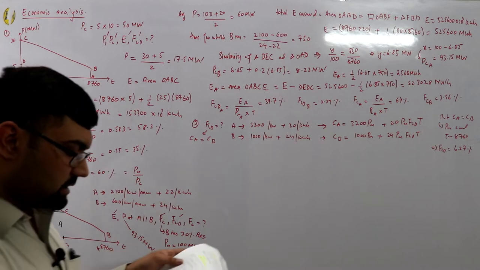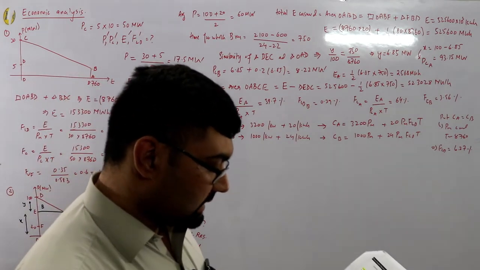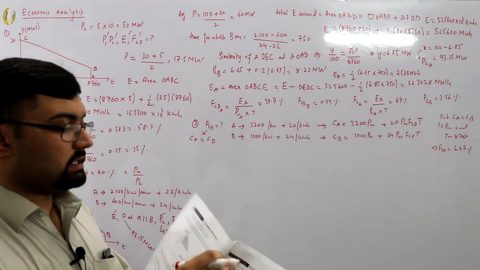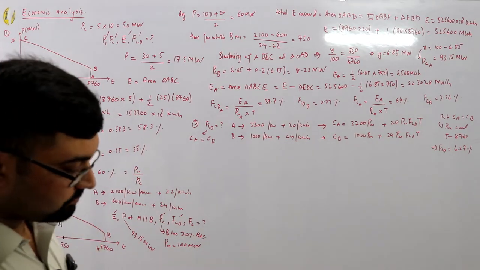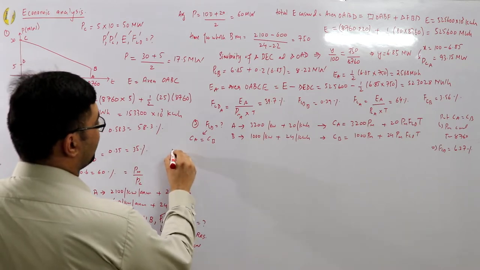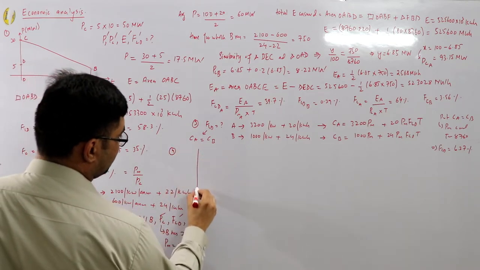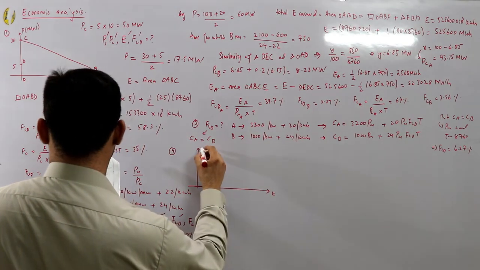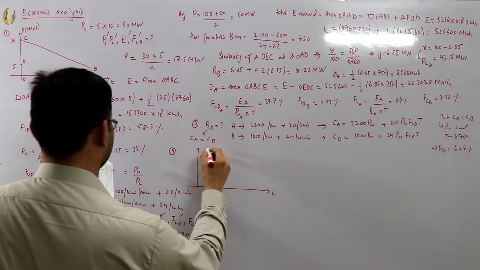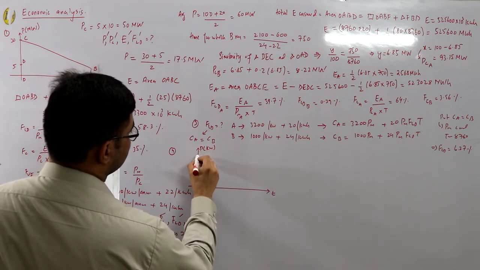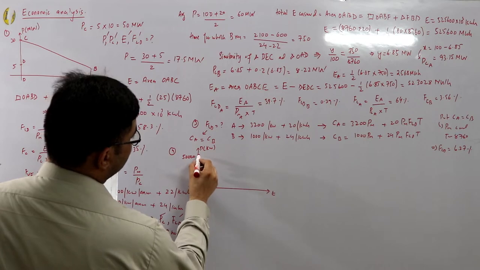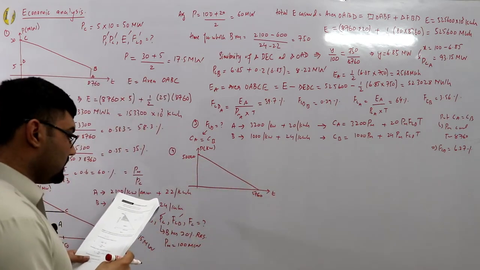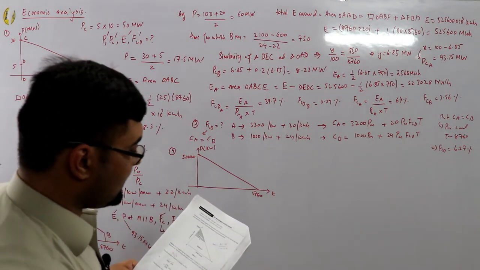The annual load duration curve of a power system is shown. The power system is being supplied by two stations A and B having the following cost models. Let's say example number 4. So this is shown like this. Time in hours, power in kilowatts, this is 50,000. And this is the annual load curve. This is being supplied by two stations A and B.